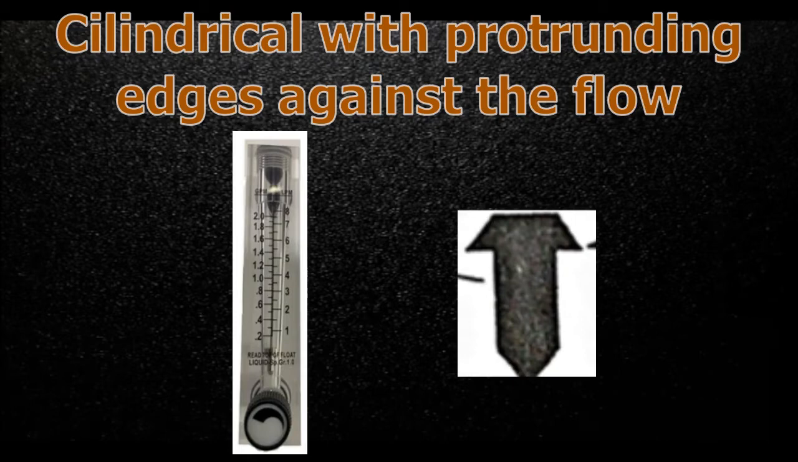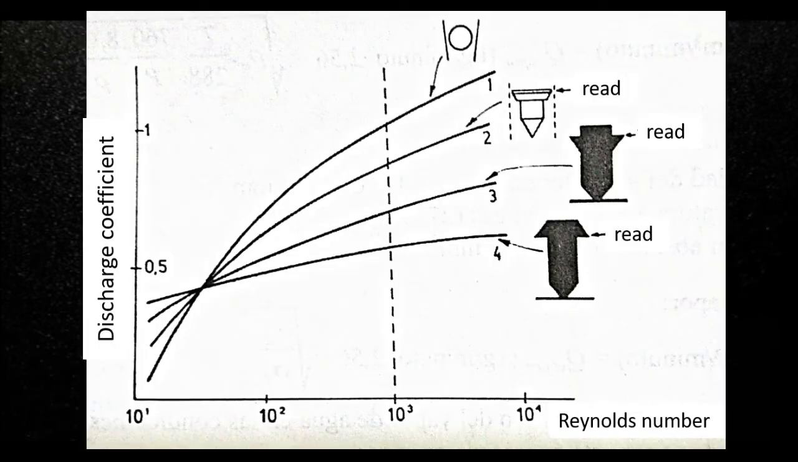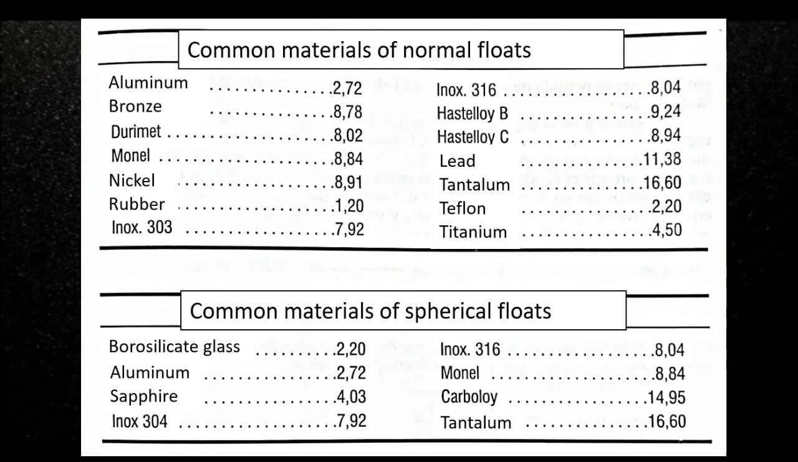They have the least influence of the viscosity of the fluid and their performance is compared to that of an orifice plate or nozzle. In this image, we can see the influence that the viscosity of the fluid has on the discharge coefficient of each one. The most widely used material in floats is 316 stainless steel. However, the materials indicated in these tables are also used, either for resistance to corrosion or for their ease of machining the upper edge.